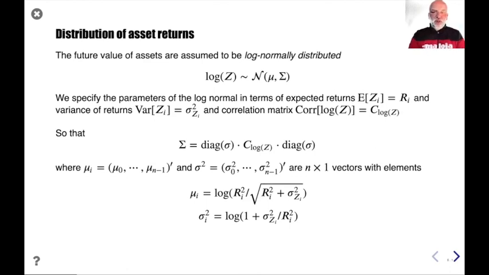Anyway, before we go there, let me say a few words about how we parameterize the distribution of asset returns. We're going to assume that they're log normally distributed with mean mu and variance-covariance matrix capital sigma. Mu is a vector that's n by 1, and sigma is an n by n variance-covariance matrix. Now, we're not going to specify the model in terms of mu and sigma. You could do that, and then the rest of the equations we wouldn't have to bother about.